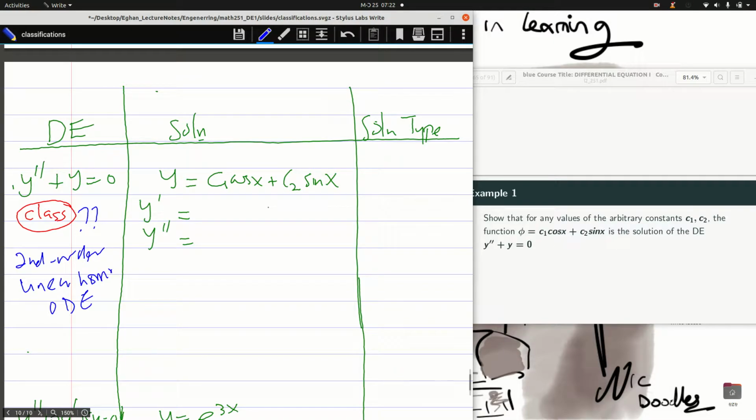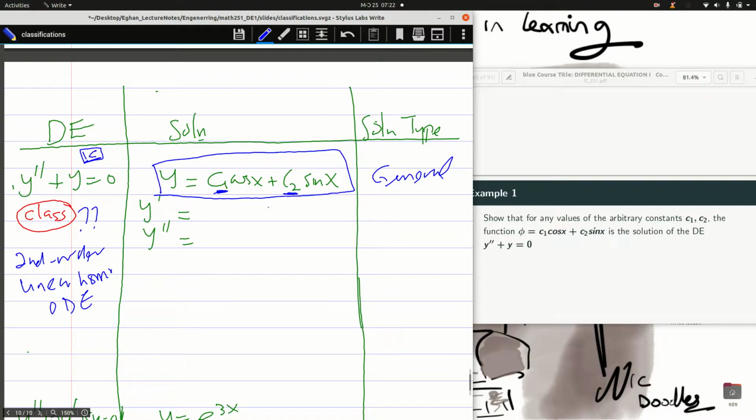It says you are given a solution as this. Prove that it is indeed a solution. Now the solution type is general because I have some arbitrary constant terms here. So this is a general solution. Or you can also say that the equation does not have any conditions attached to it. So it is a general solution. How do I prove that?